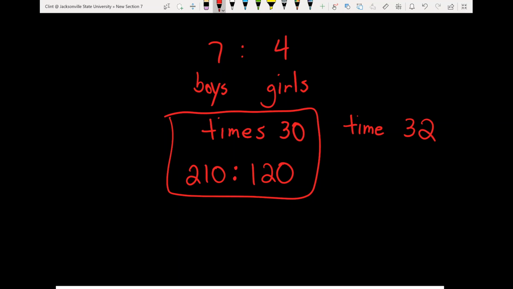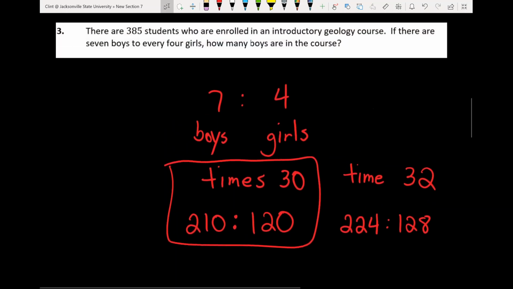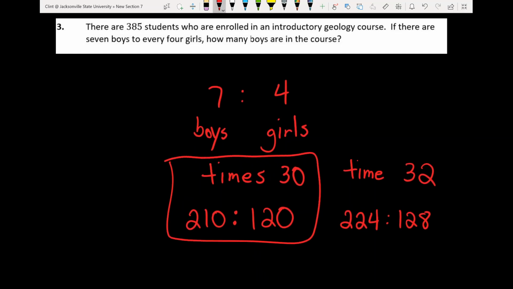All right, so 7 times 32 gives us 224. 4 times 32 gives us 128. Let's see how that works out. 224 plus 128. What do we get there? We get 352. Okay, we're trying to get 385. So we've got to go bigger. So maybe times 34.